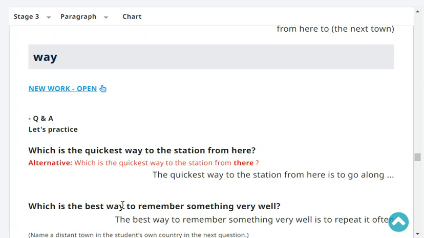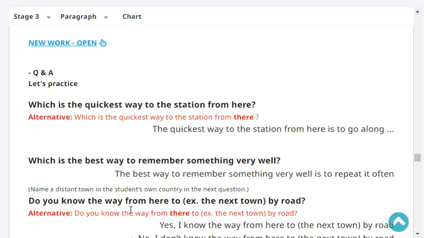Which is the quickest way to the station from here? The quickest way to the station from here is to go along ABC Street. Very good.